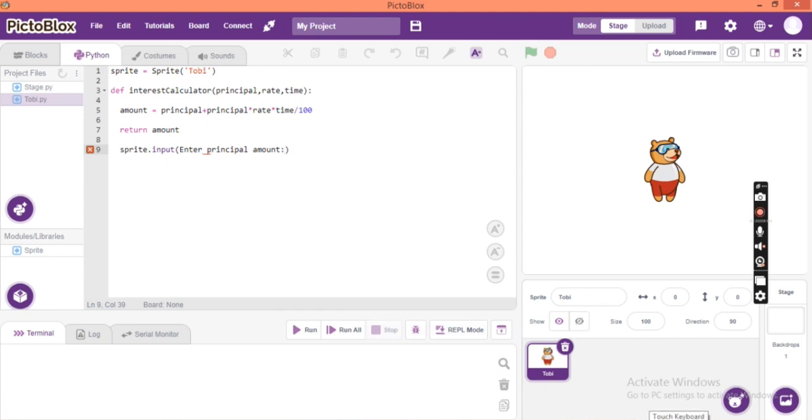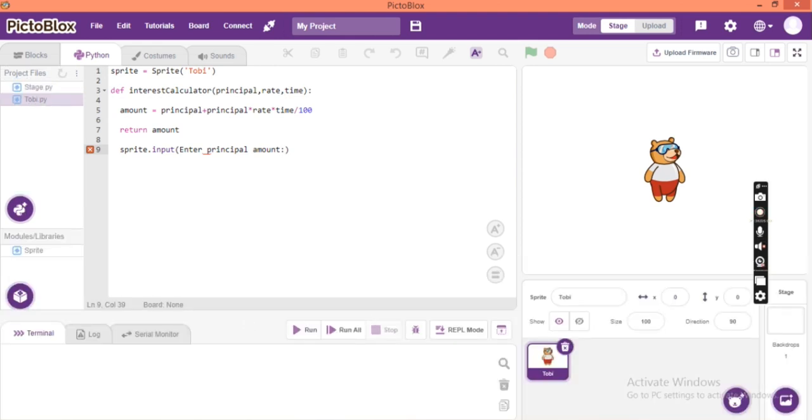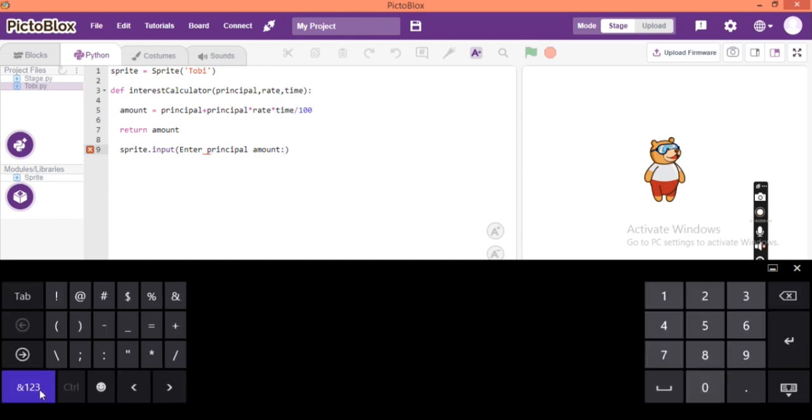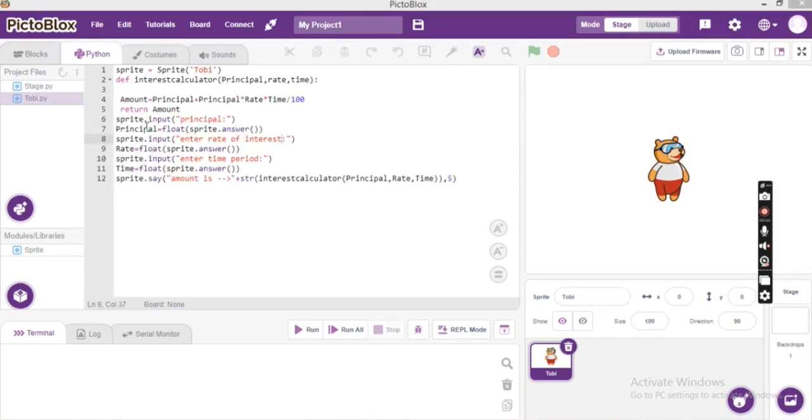Principal is nothing but total amount. The input function is to be asked during the runtime, so it is better to mention it in double quotes. Enter principal amount. If you observe, principal amount, rate and time period are clearly asked during runtime.